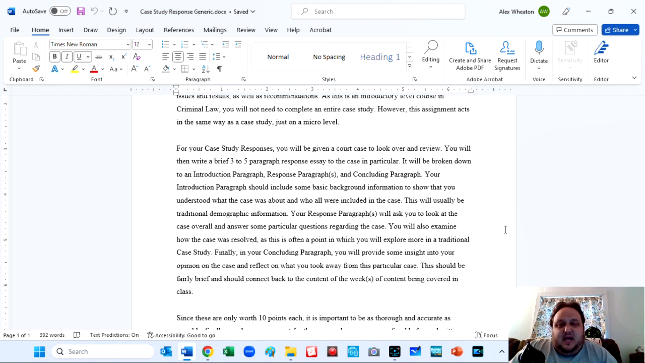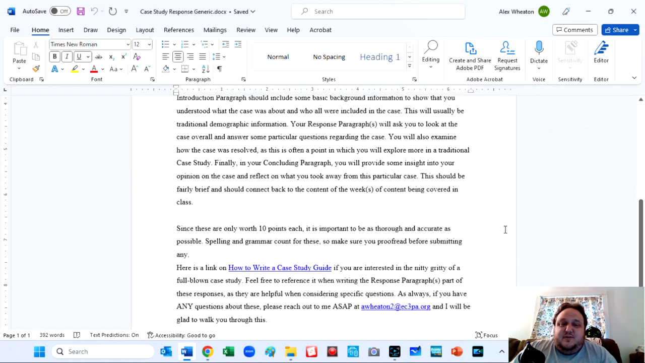Again, I know 3 to 5 paragraphs seems long. Realistically, if you're typing this up in a standard Word document, when it's double spaced, you're looking at 1.5 to 2 pages total. This is not that much. So just keep that in mind. This is fairly brief and should connect back to the content of the week's content being covered in class. I picked all of these case studies because they were related to the content being discussed in the lecture, so hopefully you can find something to connect back to.